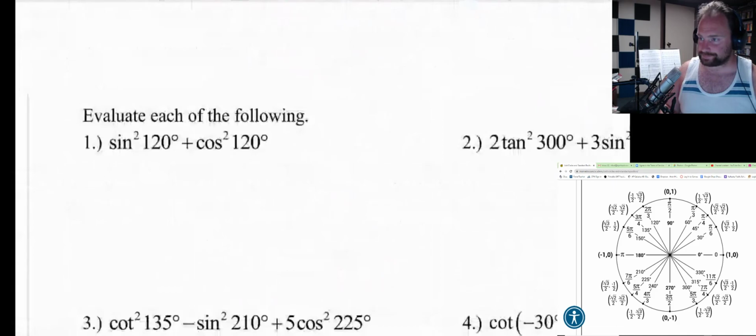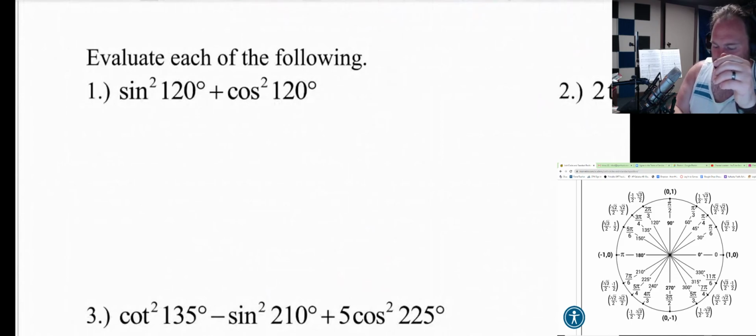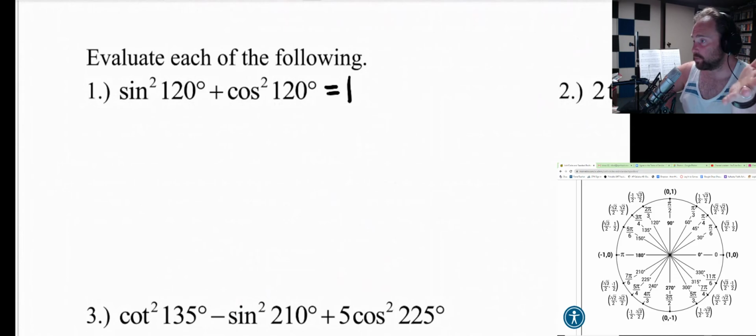Now, number one, let's jump into it. Number one, it's worth mentioning that you could do this problem using another method. You might already know that this must be equal to 1, since the only trig identity you should ever memorize is sine squared plus cosine squared equals 1. But we'll show you what's going on here.